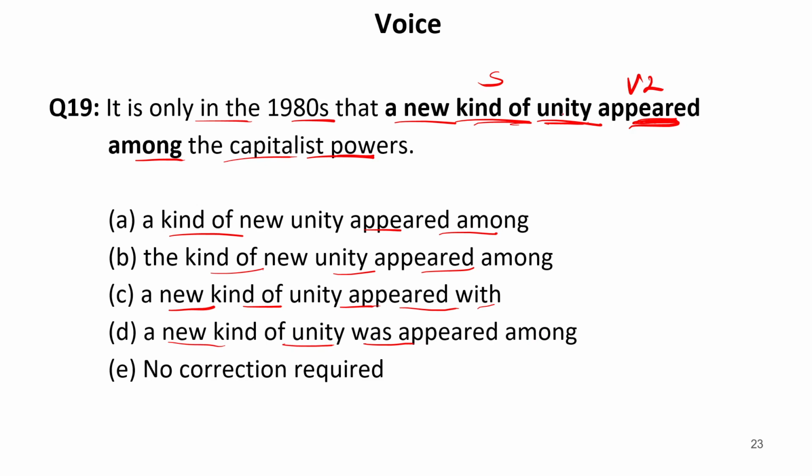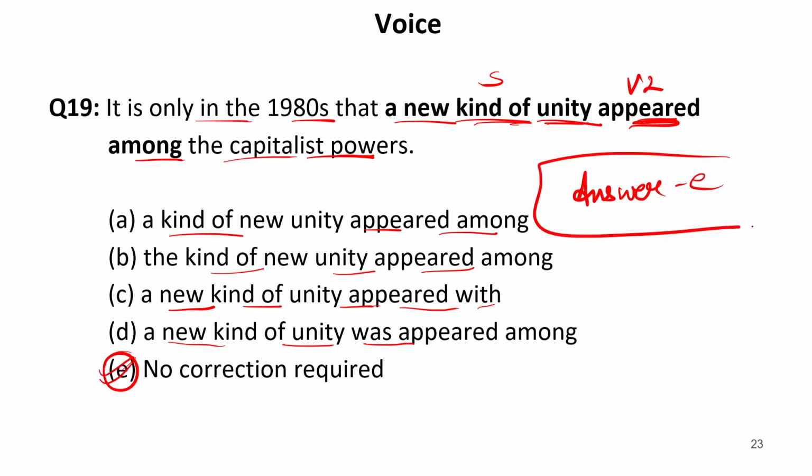No, because the sentence is already in active voice. Appeared is an intransitive verb. We need no passive of it. Therefore, the entire sentence which is given to us is absolutely correct. So our answer is E, that is, no correction required because the given sentence is absolutely correct. Appeared is an intransitive verb. Now let us move to the next one.